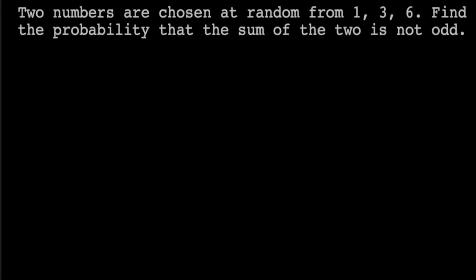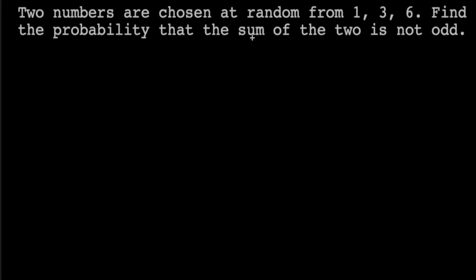2 numbers are chosen at random from 1, 3, and 6. Find the probability that the sum of the 2 is not odd. Look at these 3 numbers. This is based on theory. It's not actually done. You look at the possible output that might likely happen. This is probability based on theory. So we call it theoretical probability. So how do you solve this type of problem?